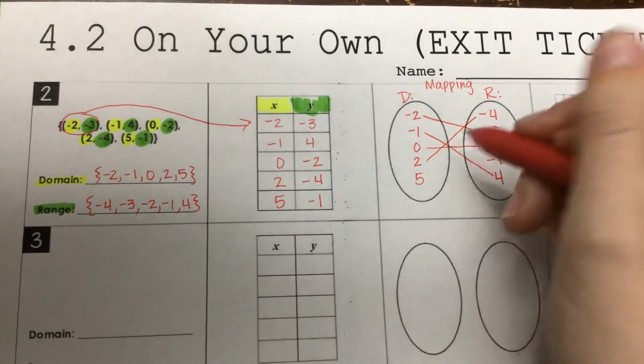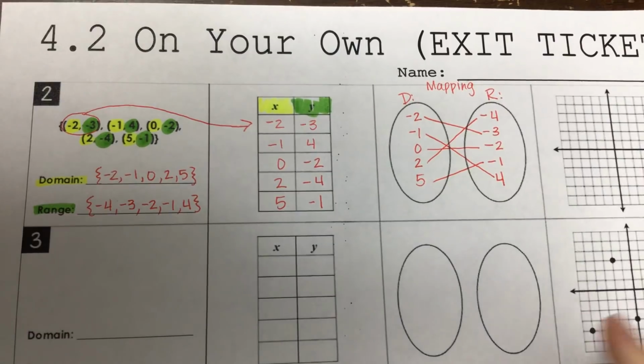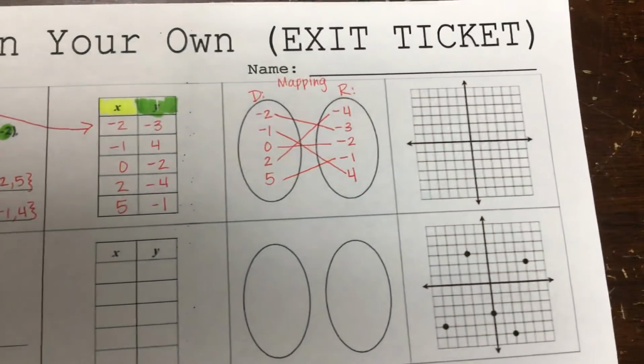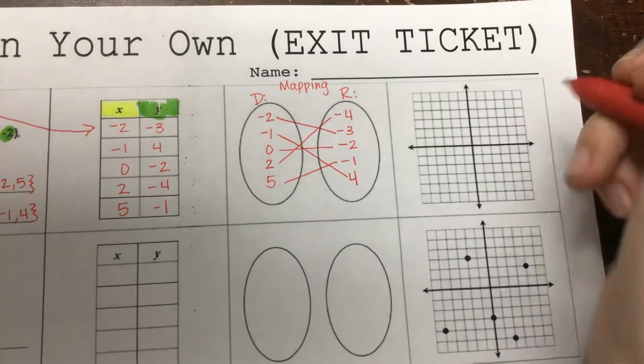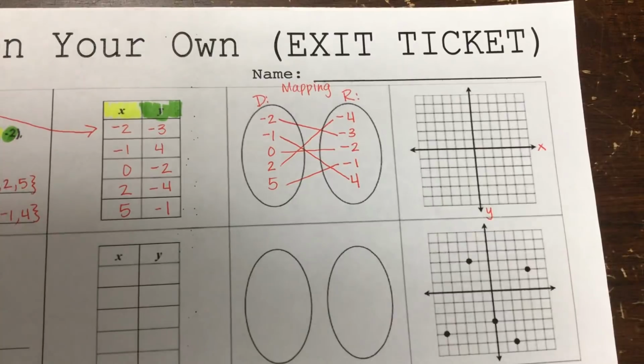And 5 matched with -1. Okay, and there's our mapping diagram for this relation. The last way to represent this relation is in a coordinate grid. This is your x-axis and your y-axis.